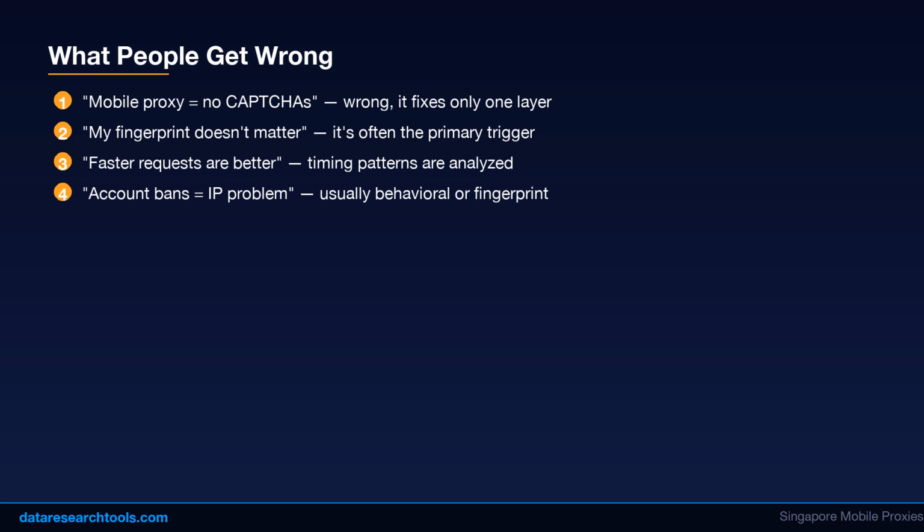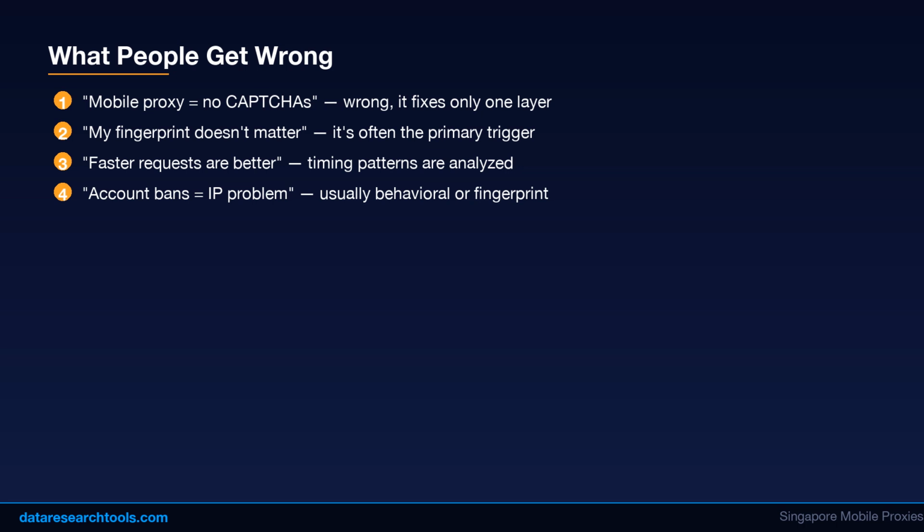Are mobile proxies worth the cost for CAPTCHA reduction? For targets where the primary detection layer is IP-based, Southeast Asian, e-commerce, some content platforms, yes. The reduction in friction often justifies the cost difference over residential proxies. For targets with sophisticated multi-layer detection like social media or major financial platforms, mobile proxies are necessary, but not the complete solution.